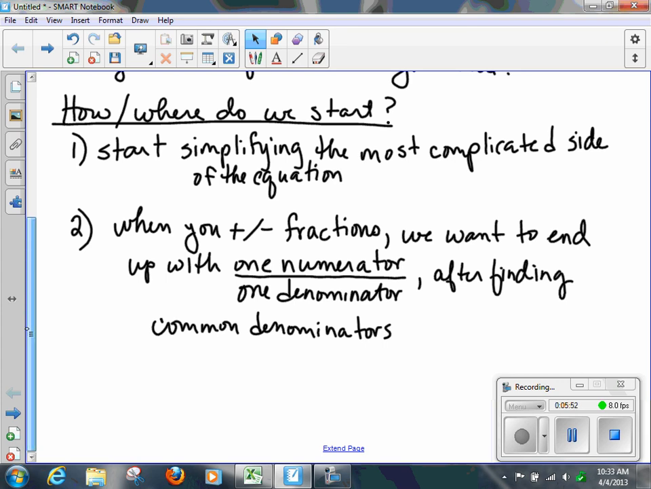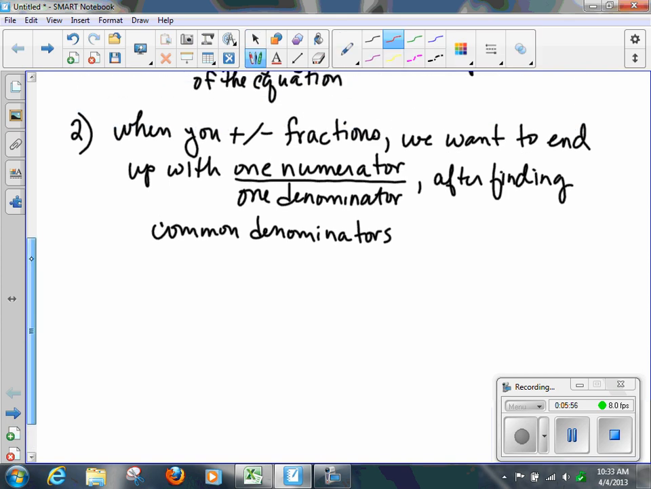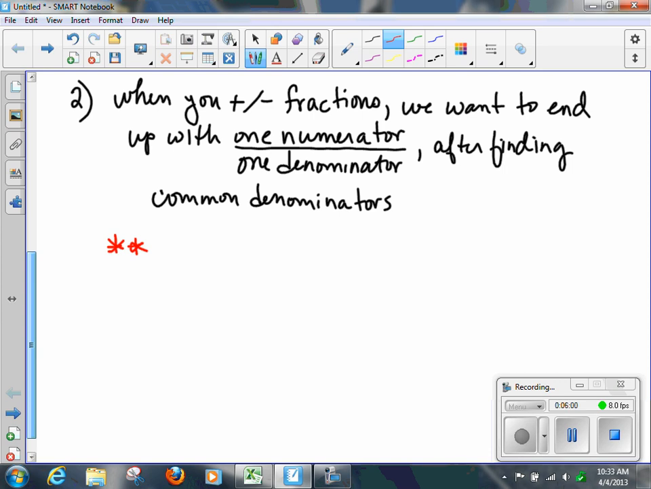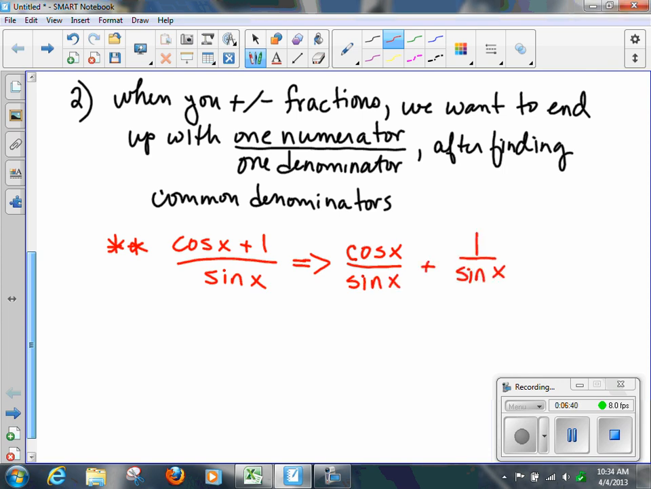Speaking of unsmushing, put a star by this. If we had cosine x plus 1 over sine x, sometimes it will be beneficial to us to break that apart. Now notice that your binomial is in the numerator. When you have a binomial or a trinomial in the numerator, sometimes it will help us to bust it into how many fractions? 2. Cosine over sine plus 1 over sine. You're going to see, we're going to work an example today where you're going to see how it does benefit us to unsmush it, okay?